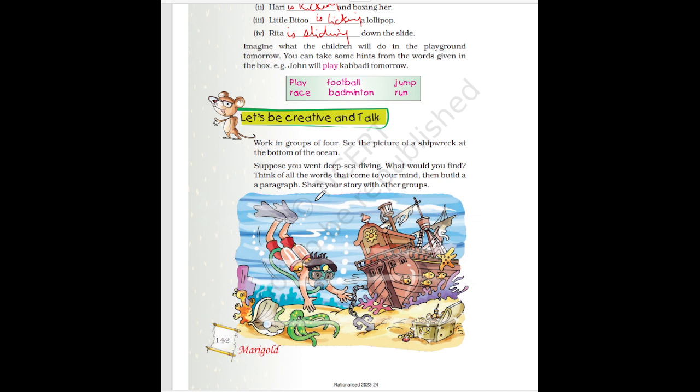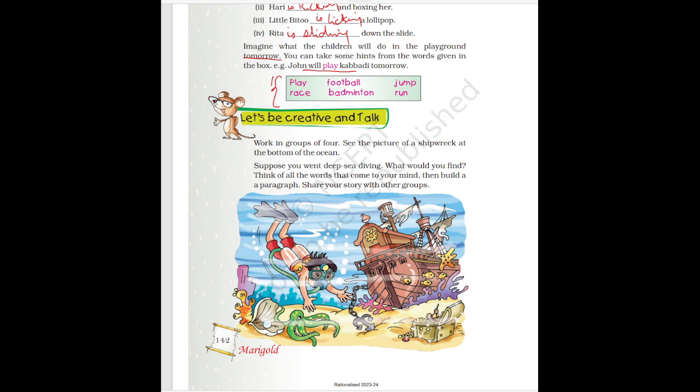Then next is, imagine what the children will do in the playground tomorrow. You can take some hints from the words given in the box. For example, John will play kabaddi. See here, a few words are given like play, race, football, badminton, jump and run. With the help of your friends, you have to discuss this. Whatever sentence you are framing should be in the future tense, because you will do it in the playground tomorrow. So will should come in every sentence, like will play, will jump, will run, will race, like that.